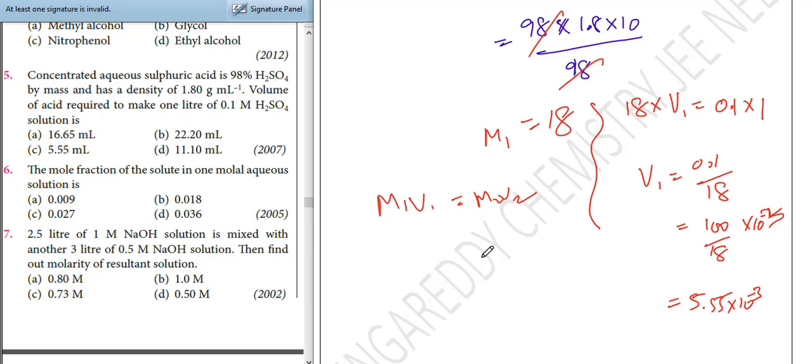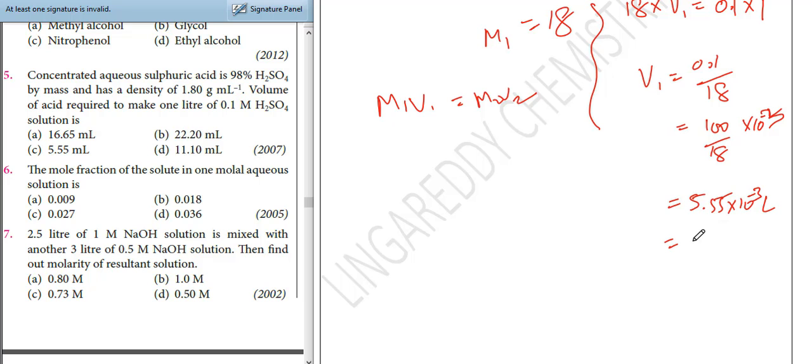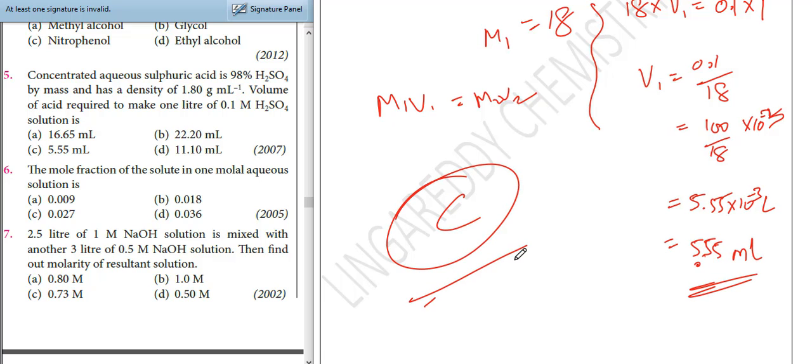So the answer is in liters. If I convert into ml, the same number, 5.55 ml. So option C is the correct answer. Okay, right.